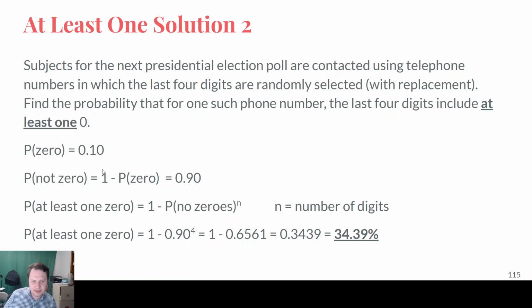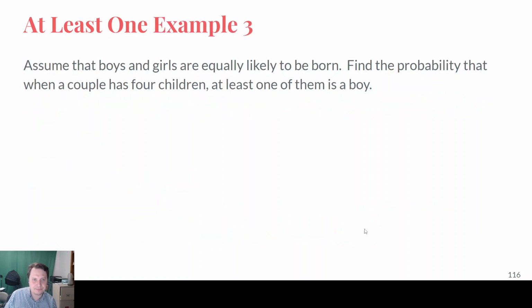And that seems like a lot because there's only a 10% chance of each individual one being a 0. But the idea is we could have 1 zero, 2 zeros, or 3 zeros, or all 4 of them being 0. All of that put together gives you about a 1 in 3 chance, 34.39%. That kind of makes sense because if you think about it, you have 4 digits and there's 10 to choose from. So hopefully that seems a little intuitive.